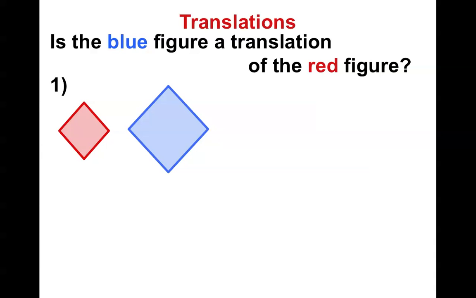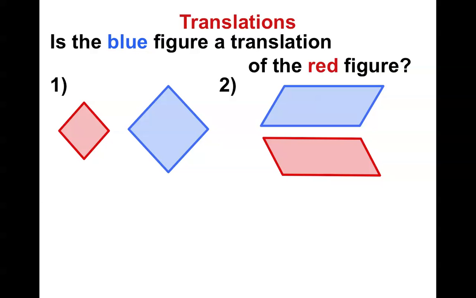Well, first of all, would this be considered a translation? The answer would be no, because notice the blue figure got larger than the red figure, so it did not stay the exact same shape. Is this a translation? No, because you'll notice that the blue figure rotated or got flipped to be just like the red figure. Would this be a translation? Yes, because you'll notice that the one shape just simply slid to the other position. See what a translation is?